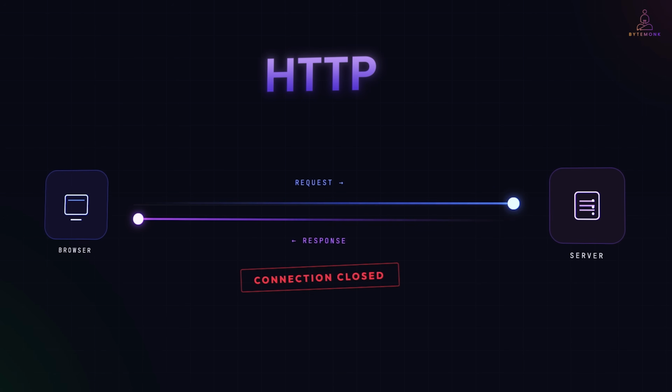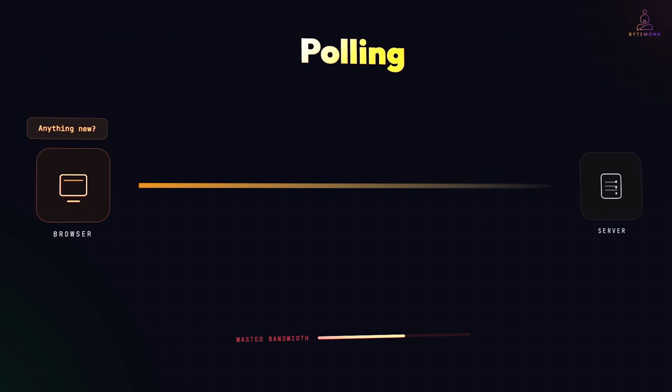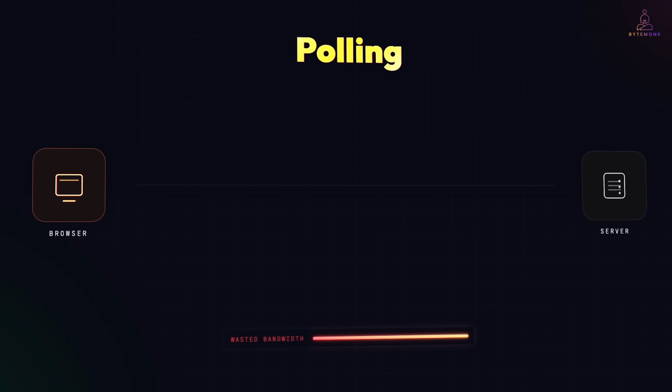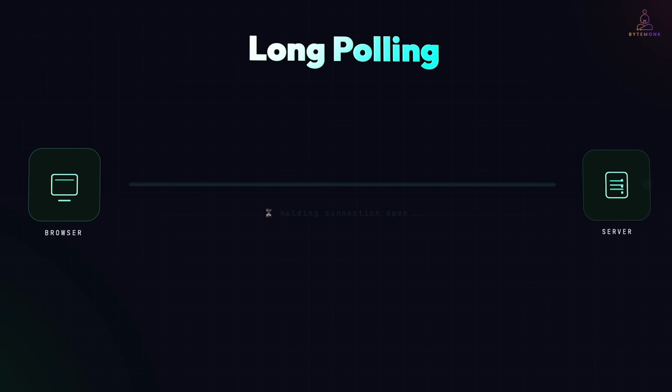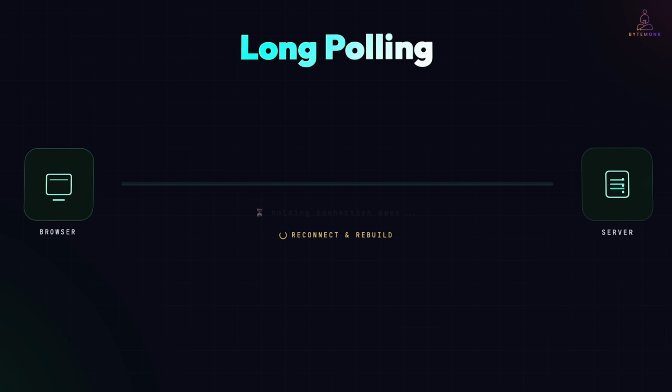So developers came up with hacks. Polling. Ask the server every few seconds. Got anything? Got anything? Got anything? And it works. But wasteful. You're burning bandwidth and server resources even when there is nothing happening. Long polling? Slightly better. You ask the server and the server holds the connection open until it has something to say. Then you immediately reconnect and wait again. But you are still tearing down and rebuilding HTTP connections constantly.